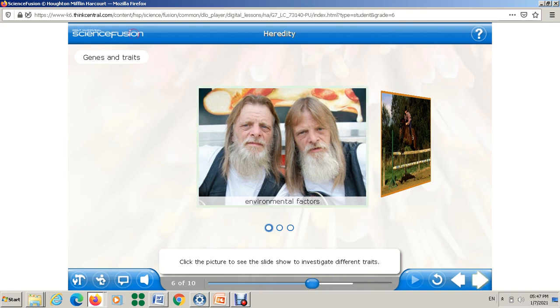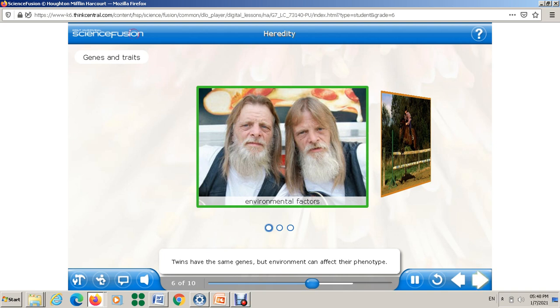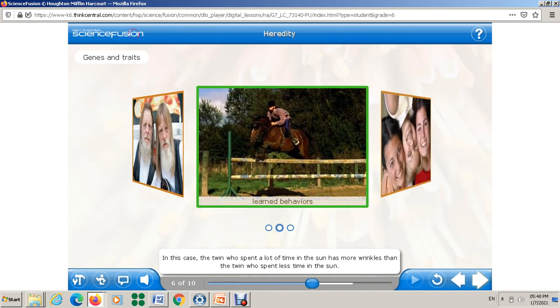Let's see this. These are twins here. So what's the difference between these? How does the environment affect the appearance of these two? Twins have the same genes, but environment can affect their phenotype. In this case, the twin who spent a lot of time in the sun has more wrinkles than the twin who spent less time in the sun. So the gene is affected in the presence of the sun, the wrinkles will appear, okay?